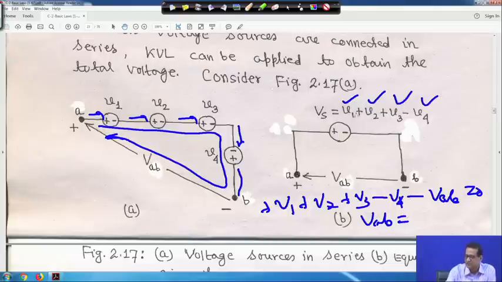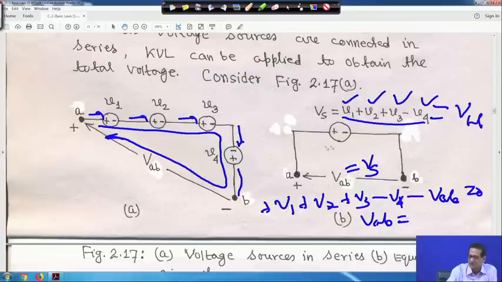So, VAB is equal to this one. Actually this is VAB, and Vs is the source, actually a supply voltage. So, VAB actually is equal to Vs. This way we can make it. Now, if you apply KVL here also clockwise, it will be Vs minus VAB is equal to 0. So, VAB is equal to Vs. That is, VAB is equal to V1 plus V2 plus V3 minus V4.